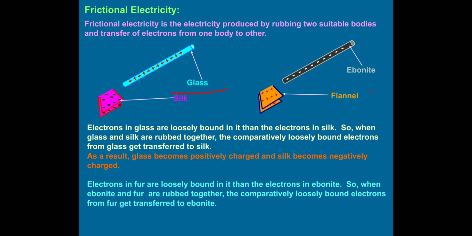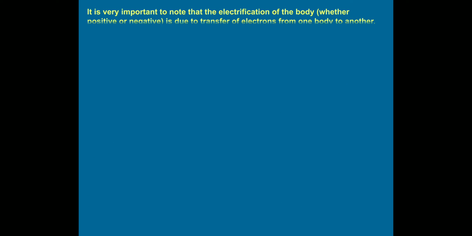So what happened? Where the electrons were loosely bound, they transferred from their place. In glass, electrons were loosely bound, so they transferred from glass to the silk. In second case, electrons were loosely bound in flannel, so they transferred to the ebonite. Next, as a result, ebonite becomes negatively charged and the fur becomes positively charged.